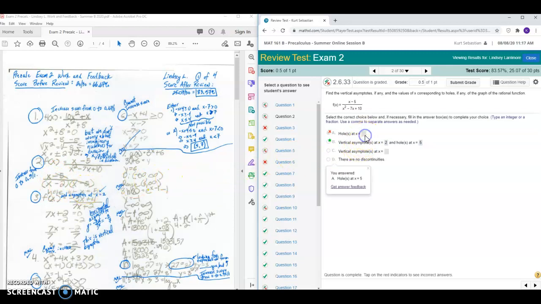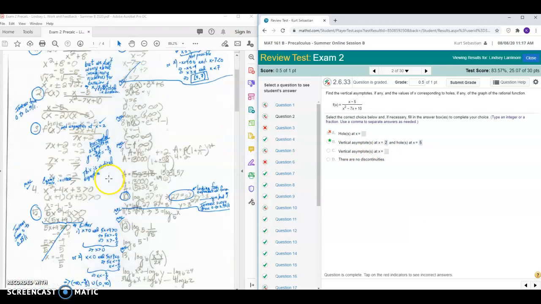So there's an asymptote at x equals 2 and a hole at x equals 5. I think you've put the hole at x equals 5 correctly, but you didn't even mention the asymptote at x equals 2. So just be careful, you just missed the asymptote.